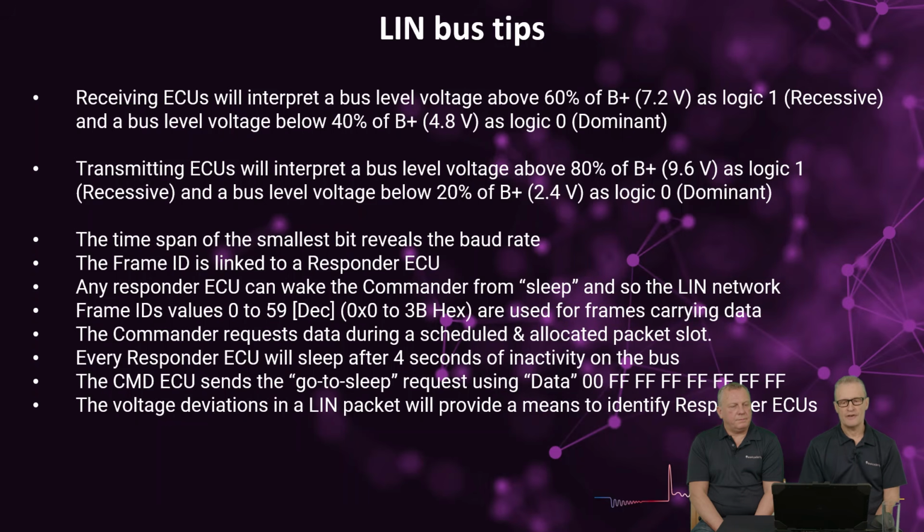Frame ID values of 0 to 59 decimal, or 0x0 to 0x3B hex, are used for frames carrying data, and we'll prove this. We'll actually see that the component we're focused on falls directly in those values, both hex and decimal. The commander ECU requests data during a scheduled and allocated packet slot. So you'll see how things are sequential in their request and responses, almost cyclic in fashion. Often called time-based.